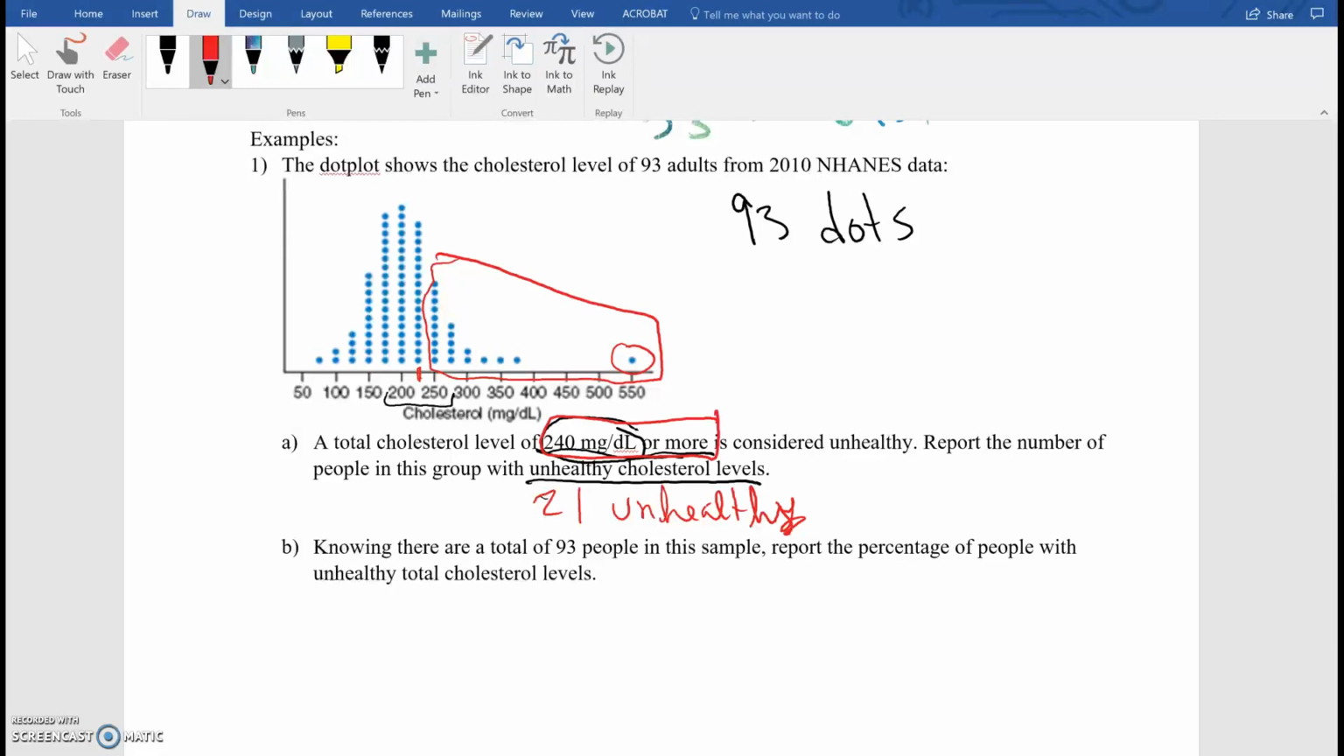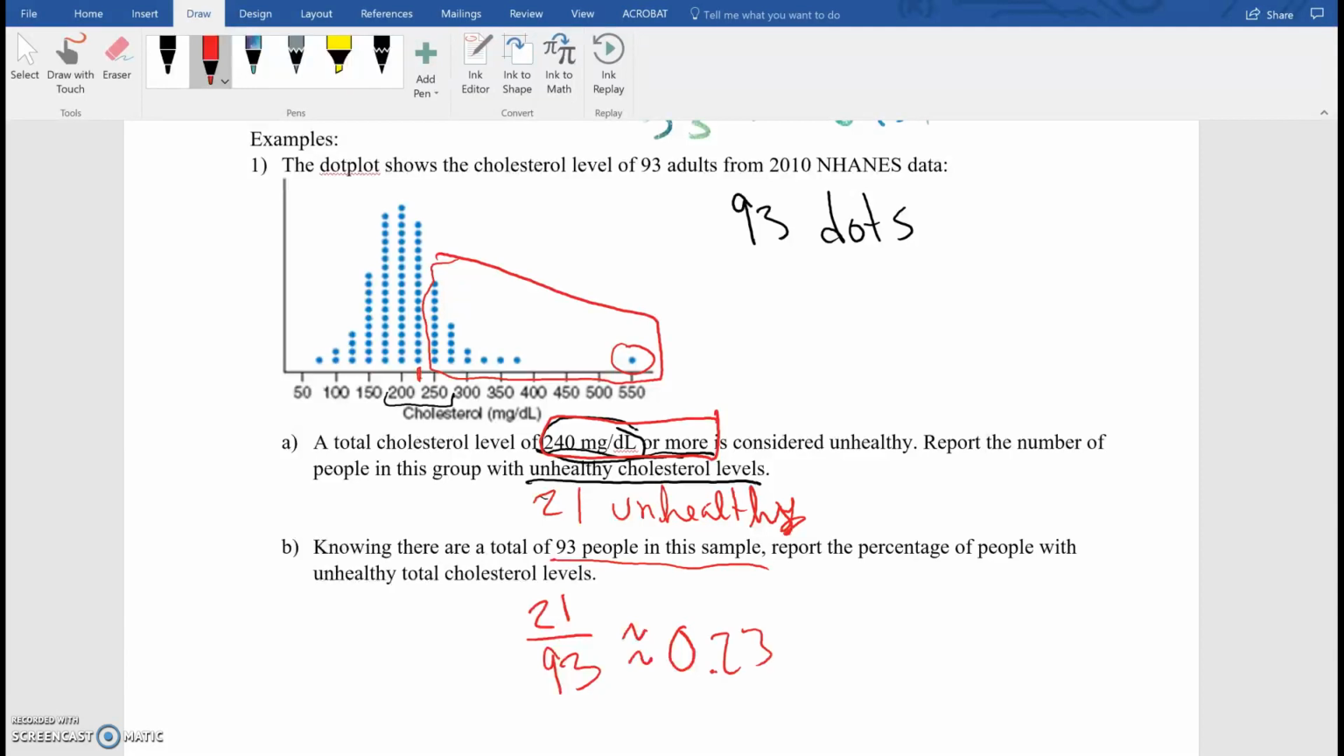The next question says, knowing that there are a total of 93 adults, so we already knew there were 93 people in the sample, report the percentage of people with unhealthy total cholesterol levels. We already figured out that 21 of them are unhealthy. How do we figure out the percentage? We take 21 and divide it by 93, which is basically what we did before. If I put this in my calculator, I get 0.23.